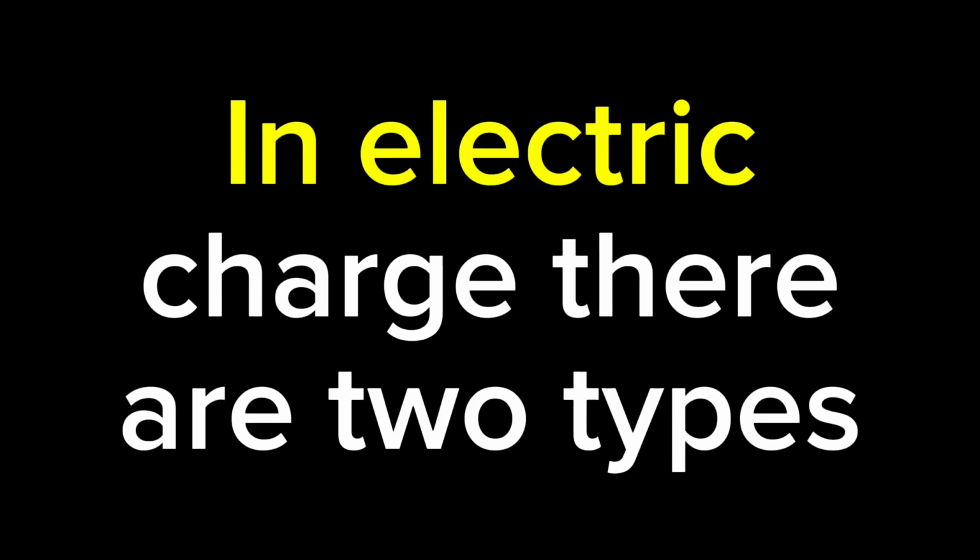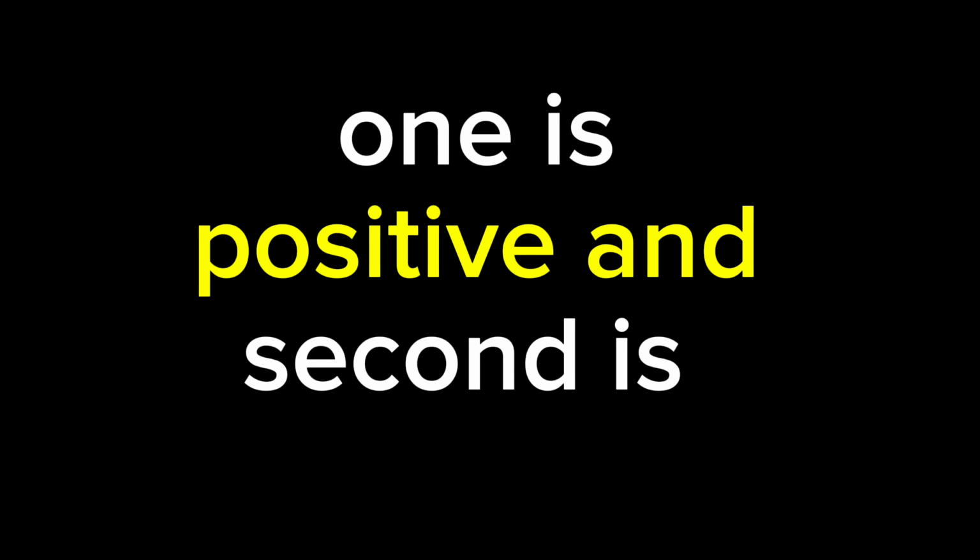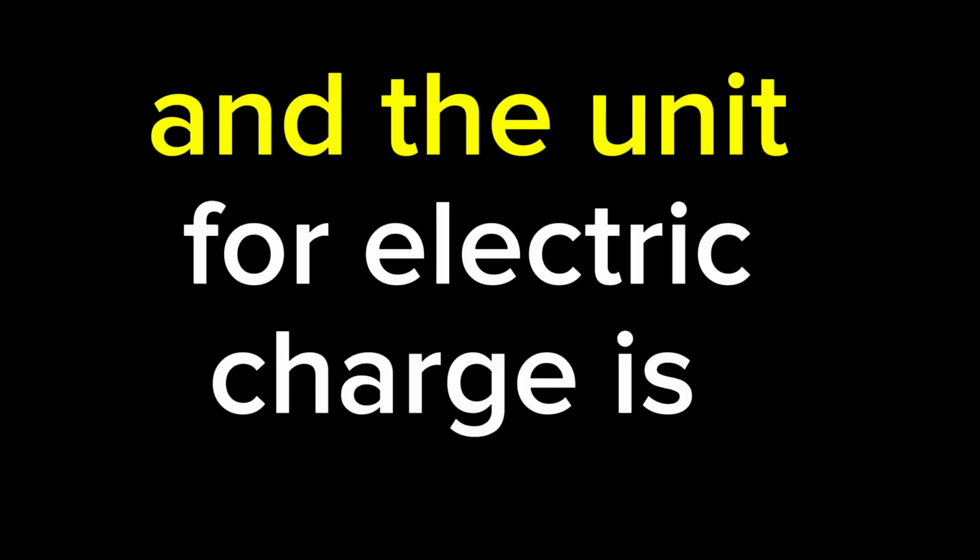So, what is electric charge? In electric charge, there are two types of charges. One is positive and the second is negative. And the unit for electric charge is coulombs.